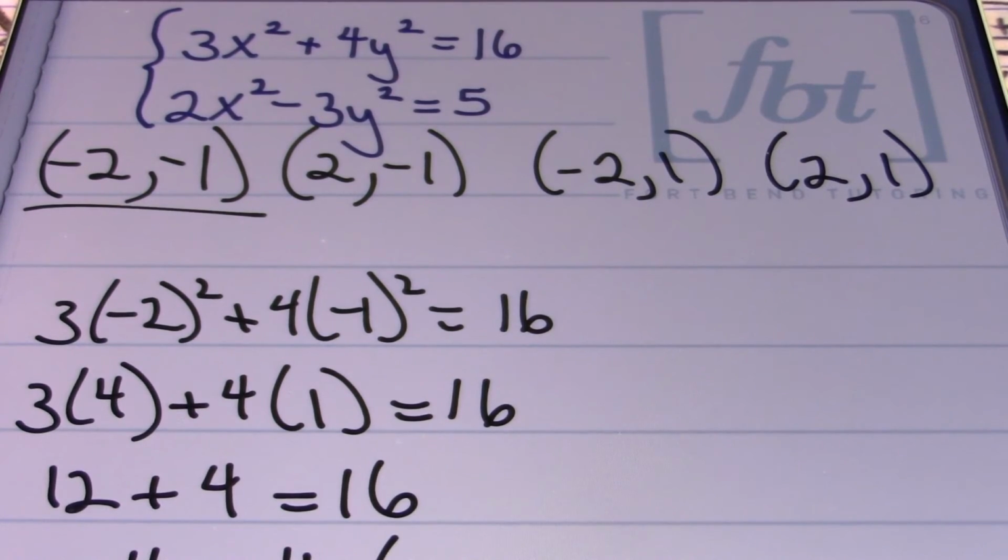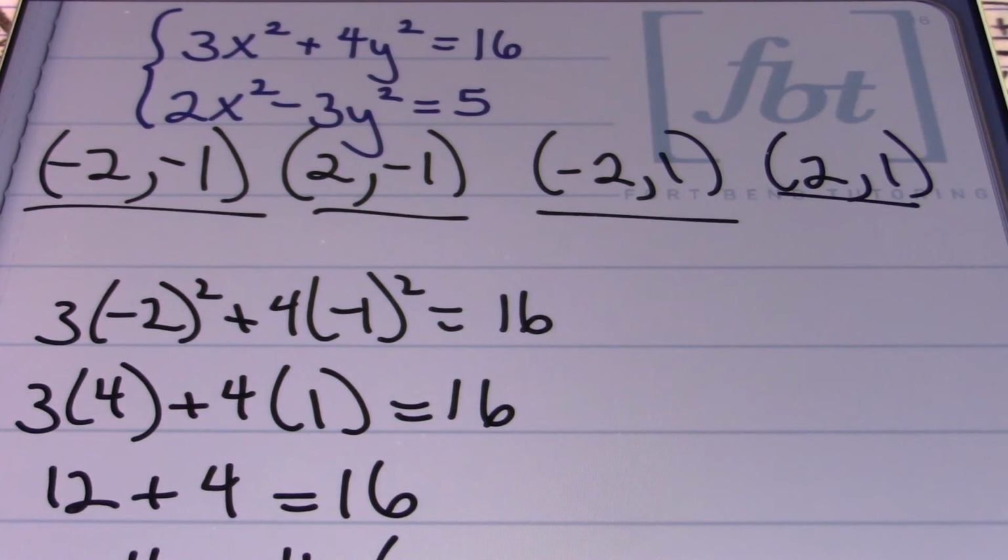But if you've been paying attention to the system and our process, you should know that every x and y value will be squared. And because every x and y value when squared gives you the same result, each one of these potential points will work in our original system. They have to work because the first one worked.